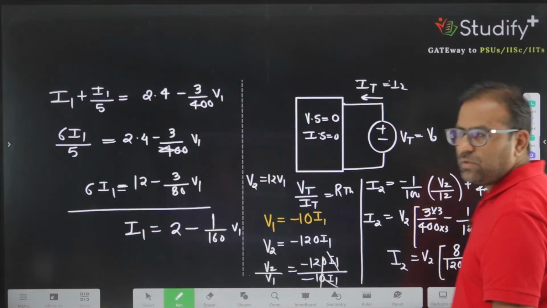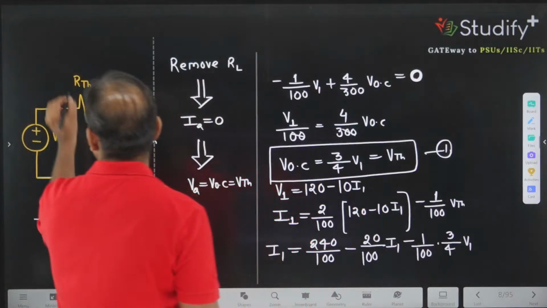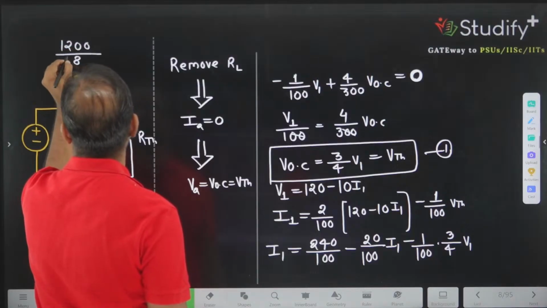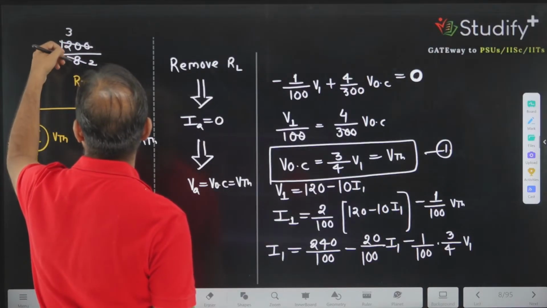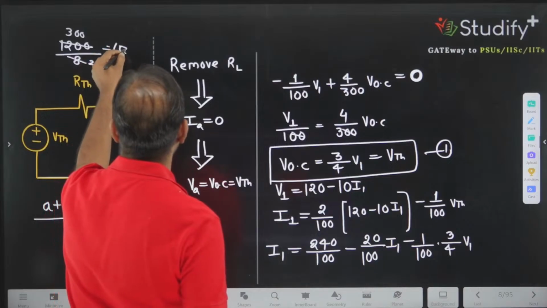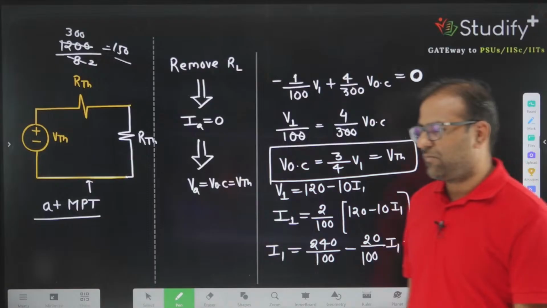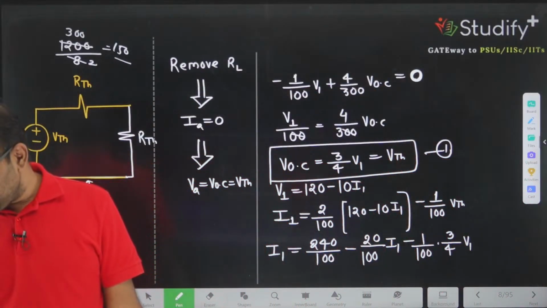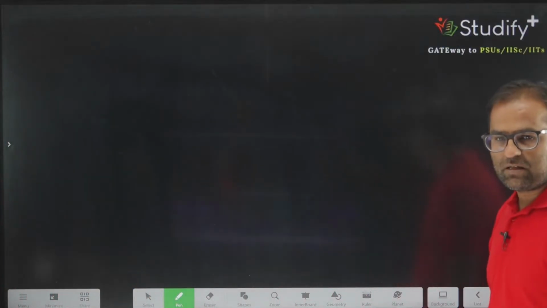So V2 by I2 ratio is what? 1200 divided by 8. 8 2s are, 4 2s are, 4 3s are. So what is the correct answer? The correct answer is 150 ohm. So if you want to transfer the maximum power from source to load, the value will be what? 150 ohm. I hope this is clear.